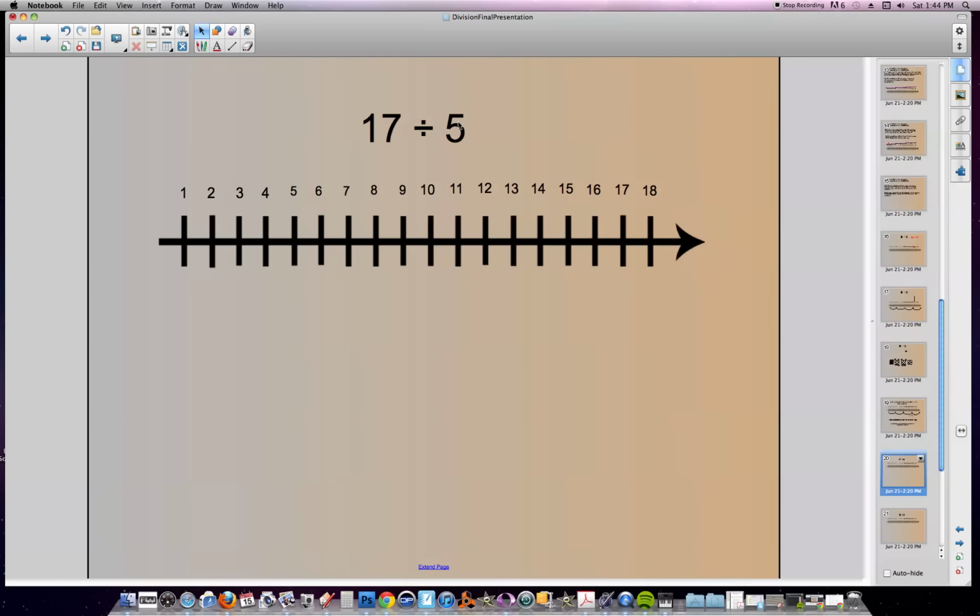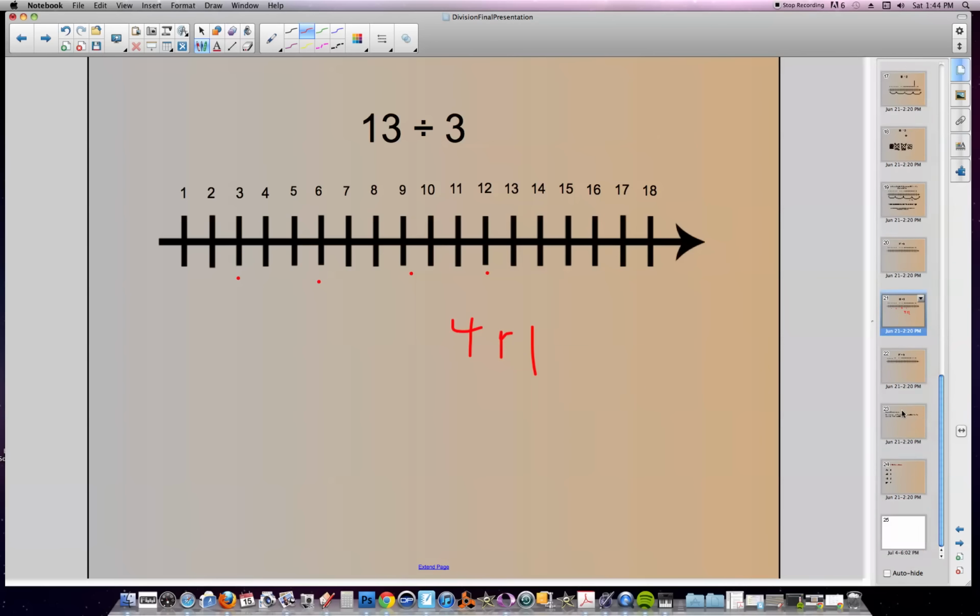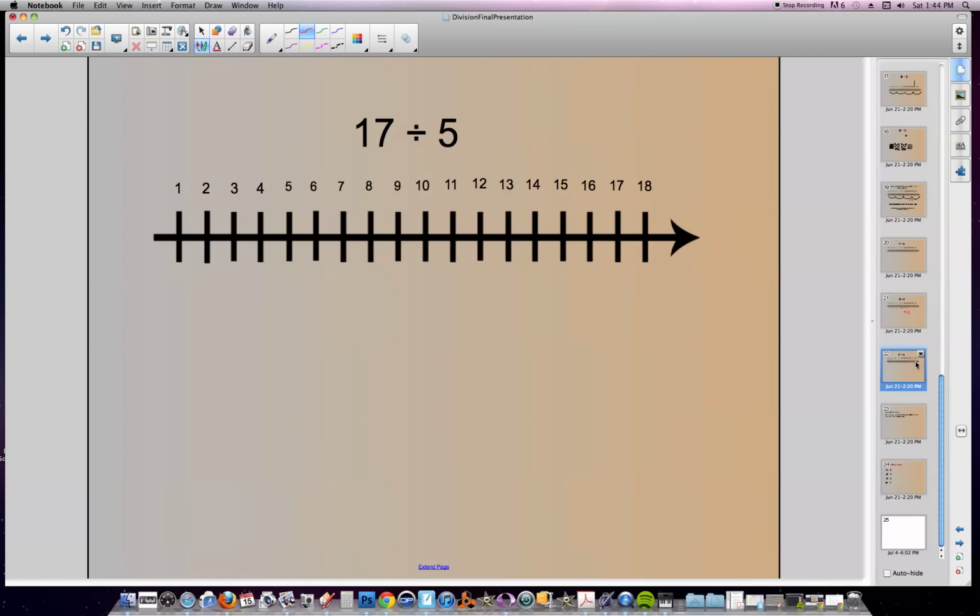17 divided by 5, well, the quotient is going to be 3. 5 times 3 is 15. And then 17 minus 15, my remainder is 2. Here, same example. What can I do here? First 3, 6, 9, 12. My quotient is 4. And 4 times 3 is 12. Well, 13 minus 12, that means there's a remainder of 1. I'll let you do that problem.